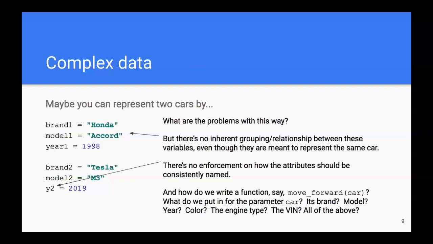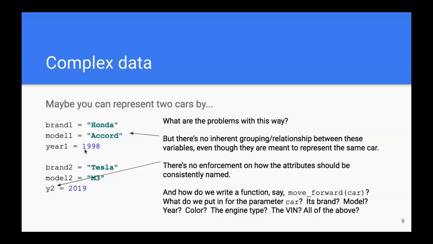So I listed out a few of them. The first one is, even though all of these variables are inherently part of a particular car, by using separate variables this way, there is no inherent grouping or relationship between them, right? So that's one problem.